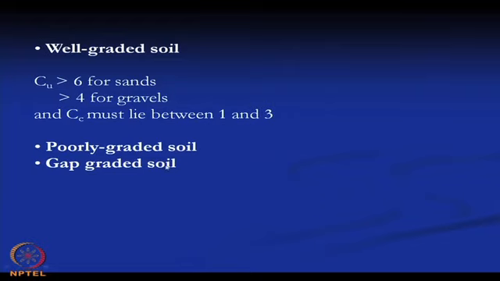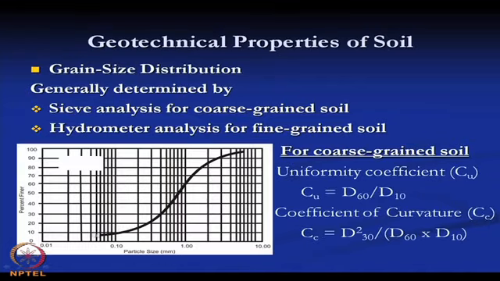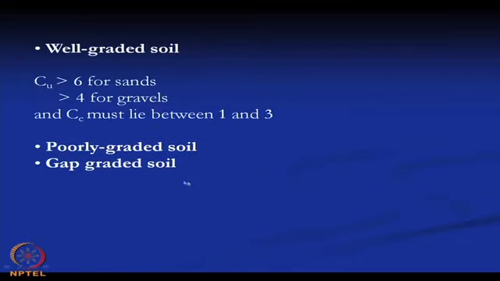And gap graded soil means one particular range of particle sizes is missing in the soil. So, the graph will be like this: it will start from here, then there is a gap, then it will start again. So, there will be a particular range of particle sizes missing in the soil, and that type of soil is called gap graded soil.